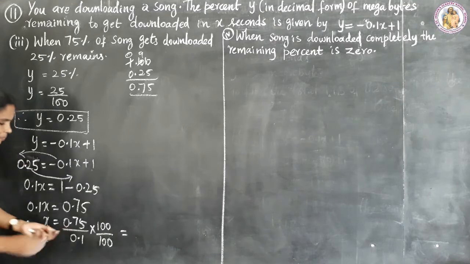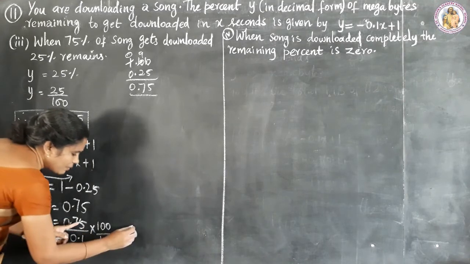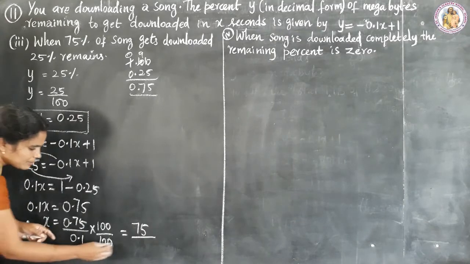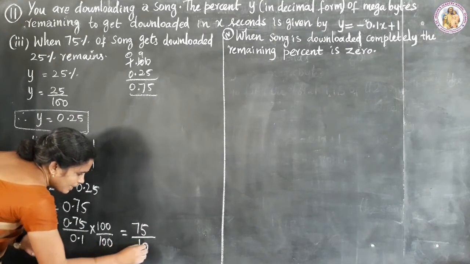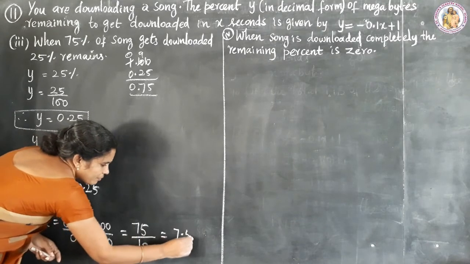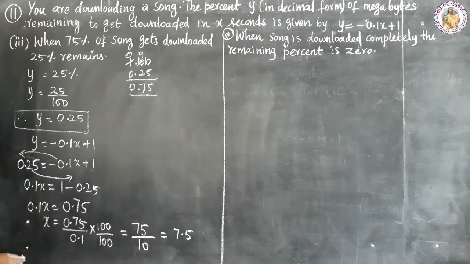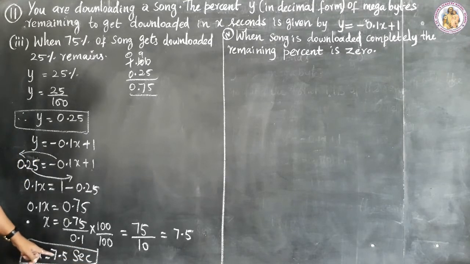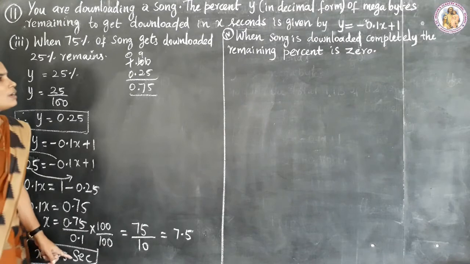In the next step, 0.75 will be 75 and 0.1 will be 10, so it is 7.5. Therefore, x is equal to 7.5 seconds. As x is in seconds, x is equal to 7.5 seconds.